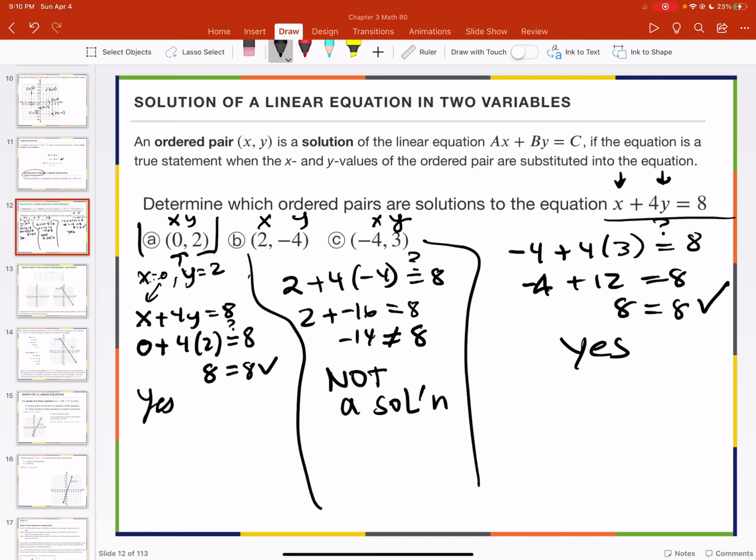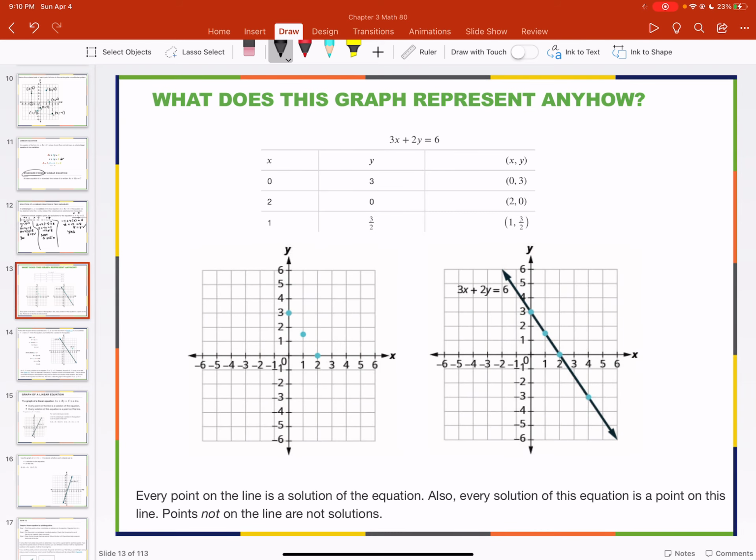All right. A few more words about what a graph represents. So let's say you have a graph of a line, and you look at this table here. We have an example, 3x plus 2y is equal to 6, and we have these points: (0, 3), (2, 0), (1, 3/2). They all fit this equation. They're all part of it. They all are solutions, right? These 3 points. But a line is basically the set of all points (x, y) that fulfill that solution.